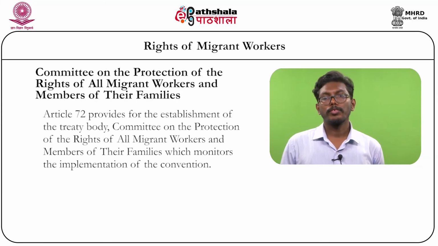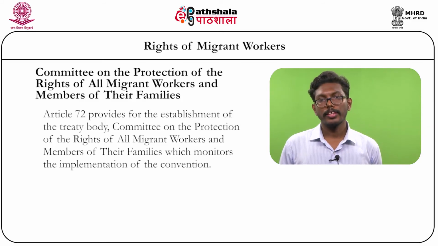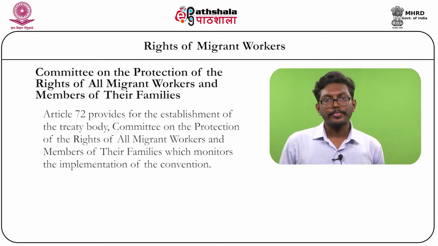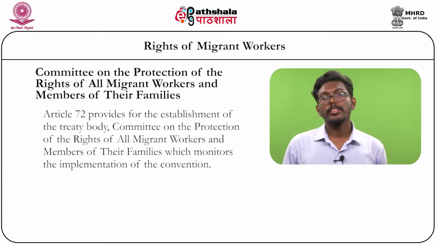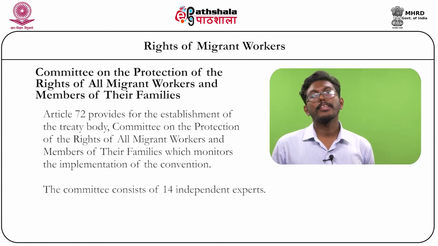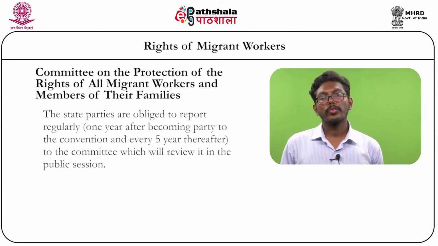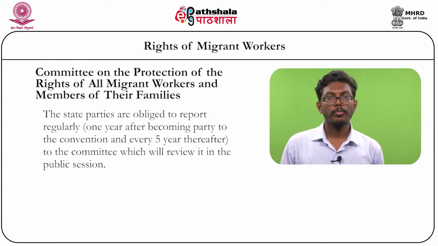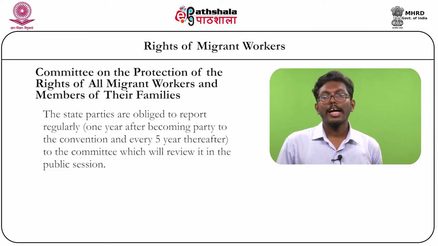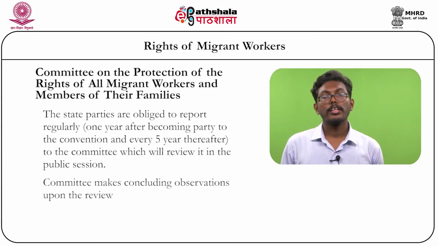Article 72 provides for it. It establishes a treaty body, which is the committee, which monitors the implementation of the convention. And this committee consists of 14 independent experts. The state parties are obliged to report regularly, which means 1 year after becoming party to the convention and every 5 years thereafter, to this committee, which will review it in a public session. And the committee will make concluding observations upon this review.